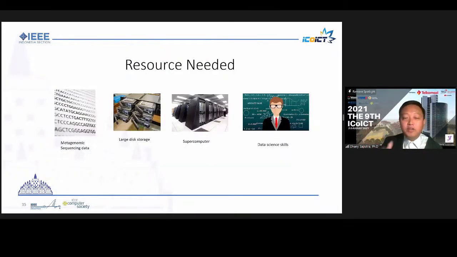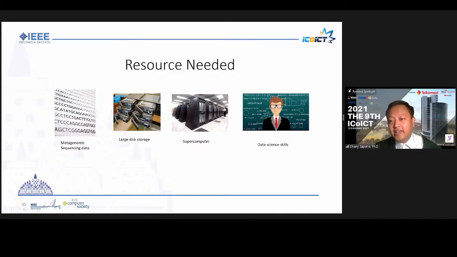And of course, before I close, the resource needed to do this bioinformatics analysis, of course, is metagenomic sequencing data. Without data, what can bioinformatics do? Data is very important. If you don't have data, then goodbye, don't do bioinformatics. Also, you need to have a large disk storage and a supercomputer. But right now, in the era of cloud computing, everything is cheaper. You can build a pipeline in the cloud. It's easier, it's cheaper. So this is not a problem anymore.